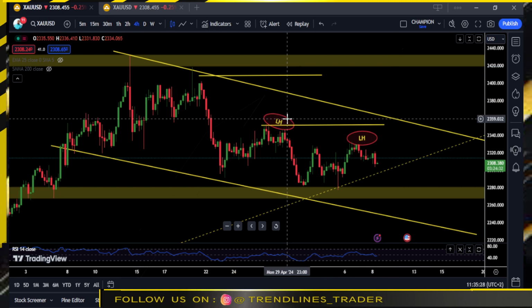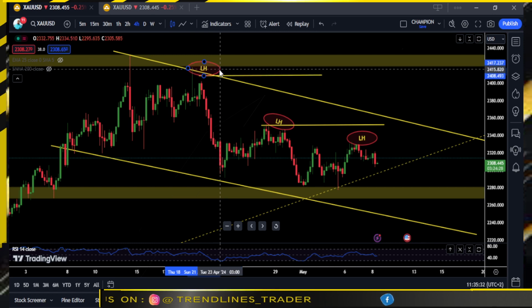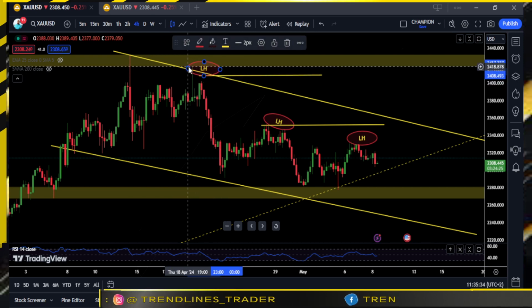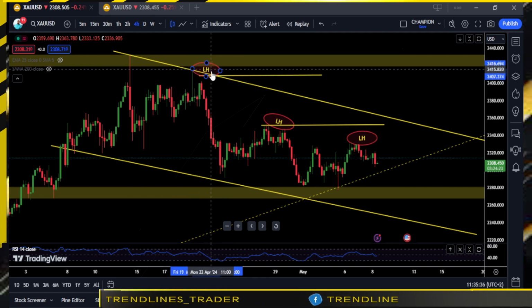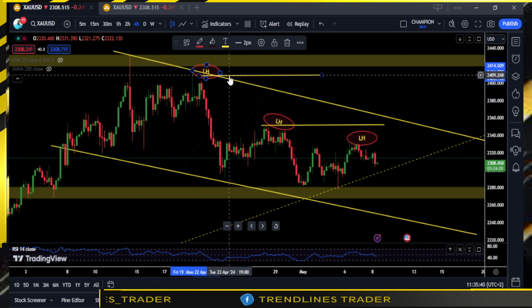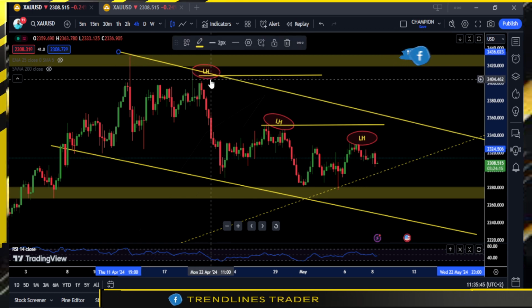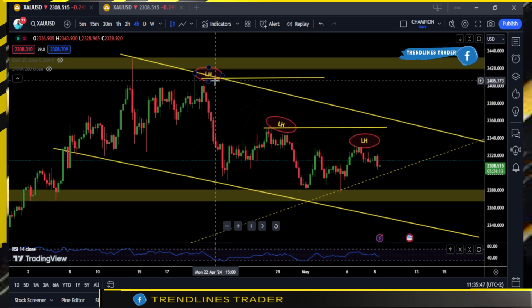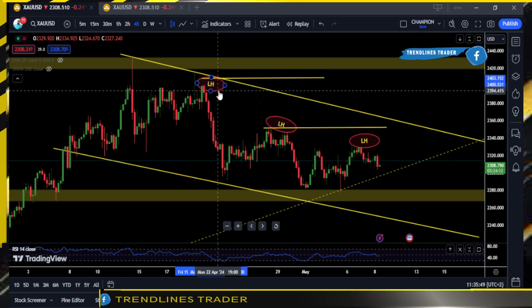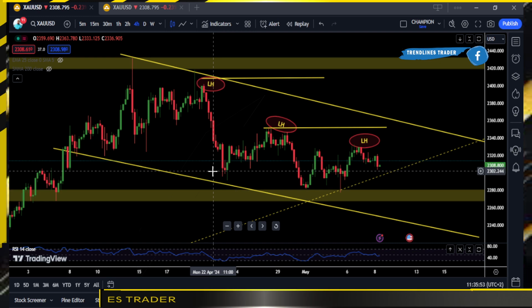And let me duplicate it. Another lower high. Remember, we have our resistance. The price didn't manage to break that, so it's still our lower high. We bring it here. Yeah. So, ladies and gentlemen, this is our lower low.